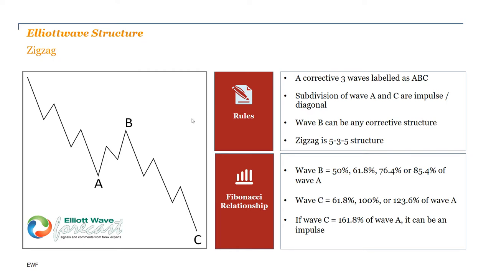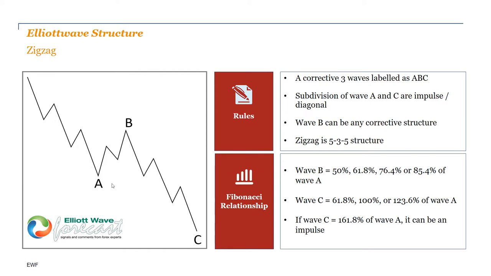Today we are going to take a look at the zigzag structure. Zigzag is a three-wave corrective structure labeled as an ABC. So if you can see right here, this is an A, a B, and a C. And we can see the subdivision is 5, 3, and then 5. So sometimes we call zigzag a 5, 3, 5 structure.